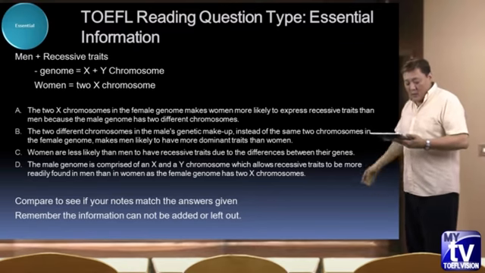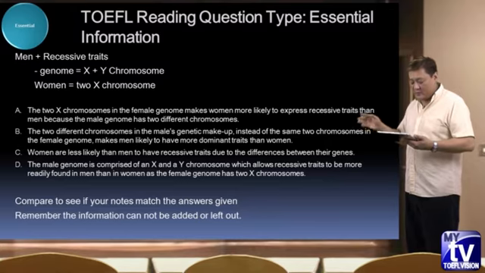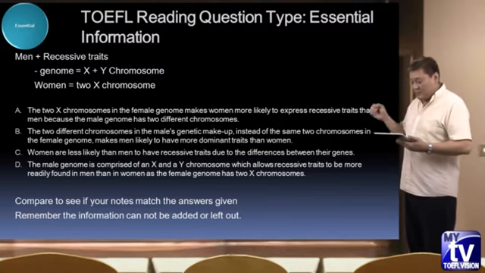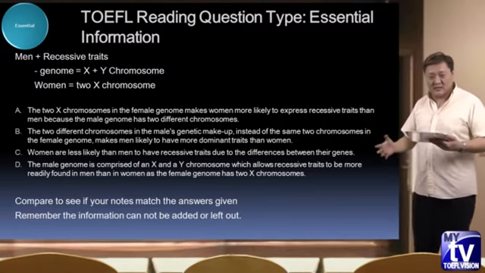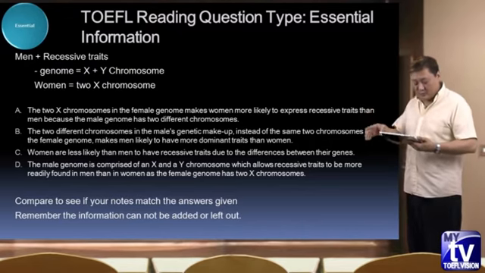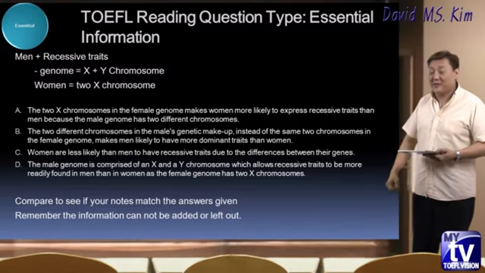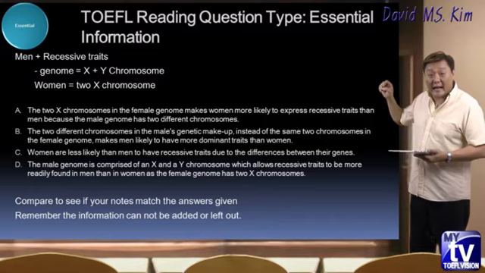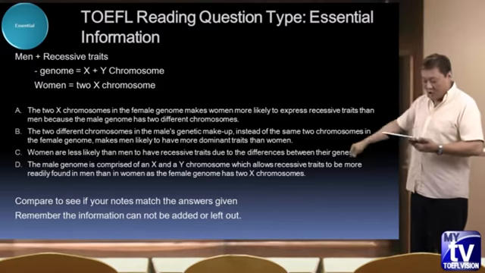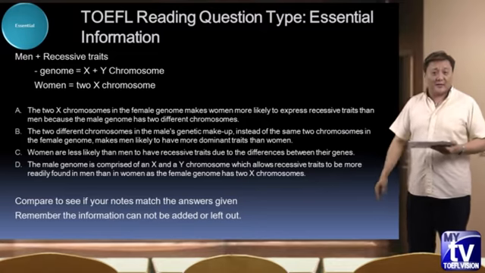Third one. Women are less likely than men to have recessive traits due to the difference between their genes. Yeah, it seems really similar, doesn't it? But the last part, due to the difference in their genes, that's true. But the important information is X and Y chromosome. That's not even there. I told you, you can't leave out information. So, gone.